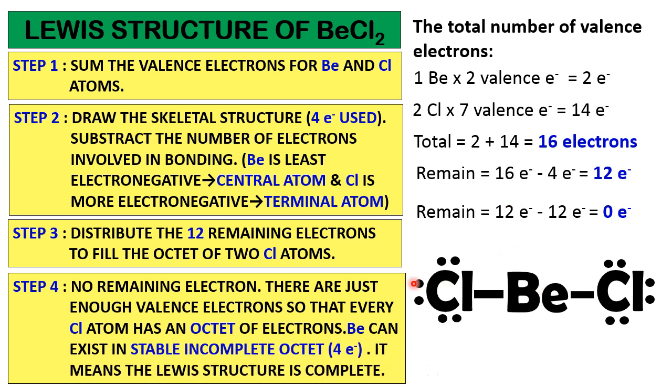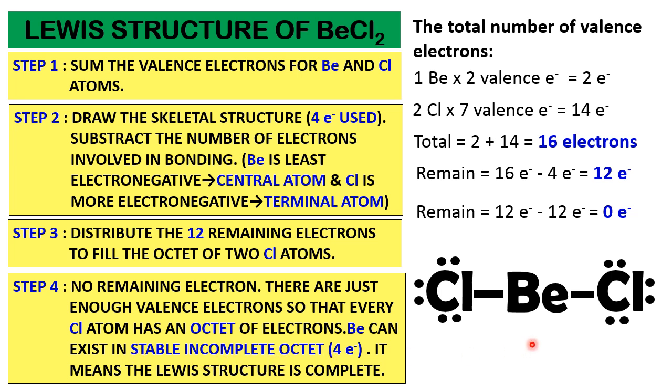So you can see the chlorine atoms have 6 surrounding electrons, and then 2 shared electrons with your beryllium. So the chlorine atoms have achieved octet configuration. But for Be we have 4 shared electrons with the chlorine atoms, so it is incomplete. But you have to remember that beryllium can exist as a stable incomplete octet.